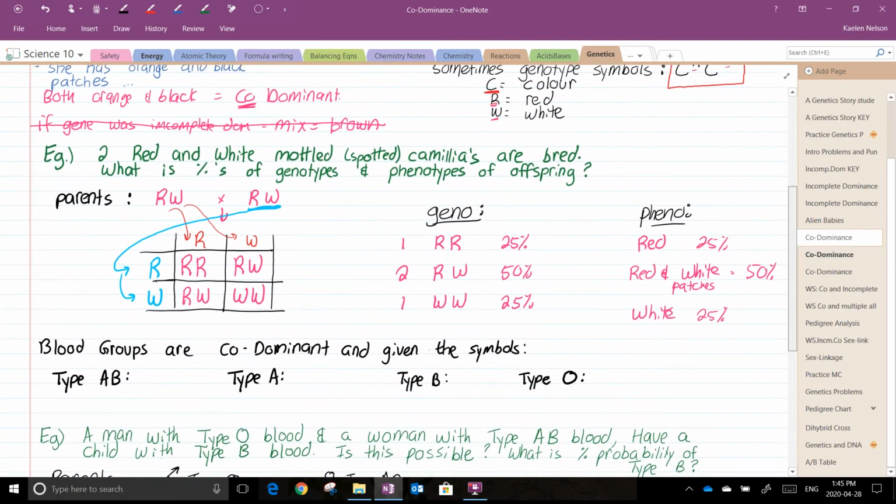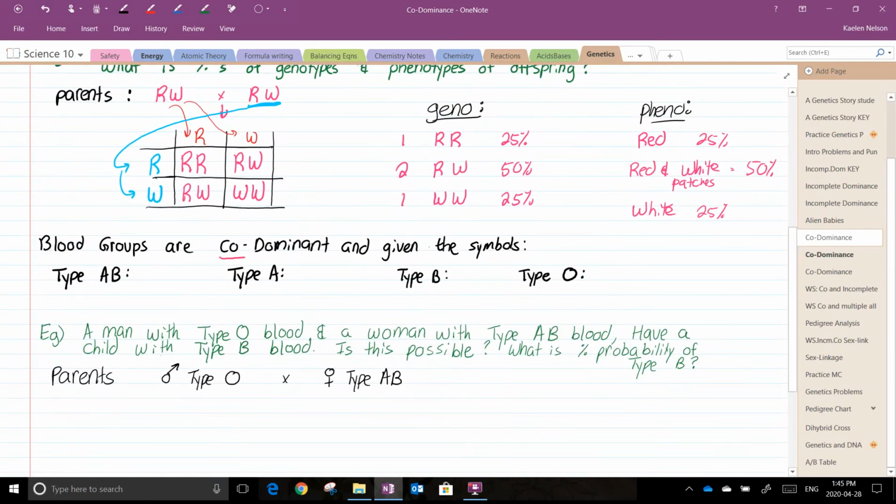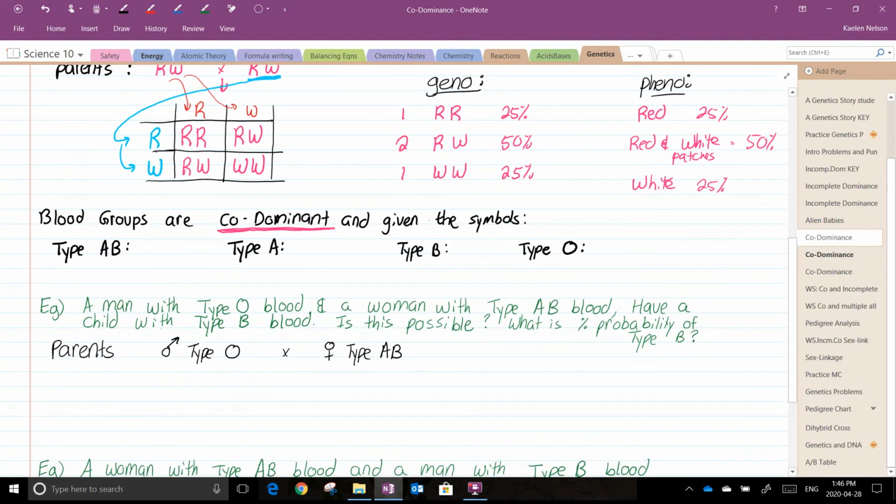Codominance is the type of gene that we have that controls human blood type. So human blood type is given a specific set of symbols. The symbol notation is capital I, and if you're type AB, you'd have capital I, capital A and capital I, capital B.